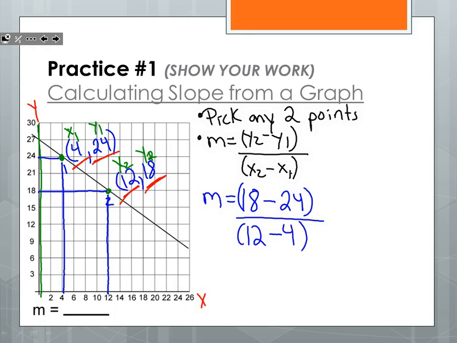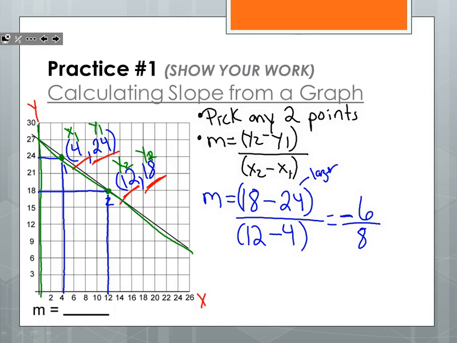So now it goes back to simple math. 18 minus 24, because my second number is larger, I know that it's going to be a negative. I also know that the slope is going to be a negative because it is going in a negative correlation. So 18 minus 24 is going to give me a negative 6, all over 12 minus 4, which is going to be 8. Now I can say what number goes into both, because this is not in its simplified form.